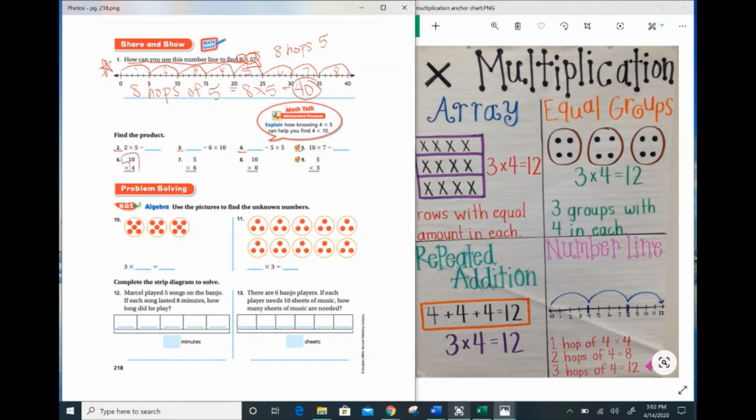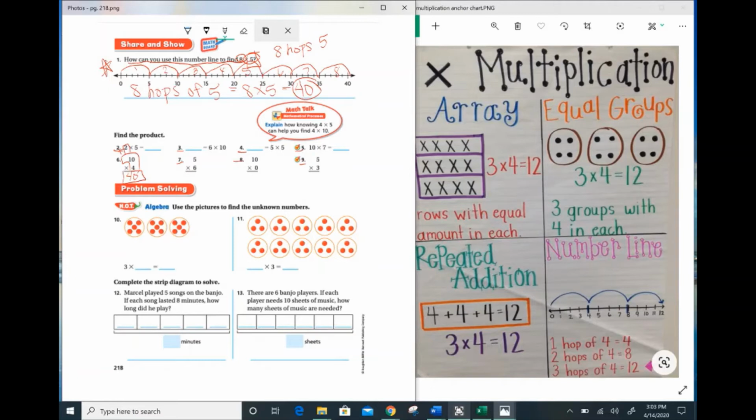So let's do our turtle method. You know it has a cap and a flower. So 4 times 0, we know it's 0. 4 times 1 is 4. So 10 times 4 equals 40. Go ahead and do 7, 8, and 9 by yourselves.